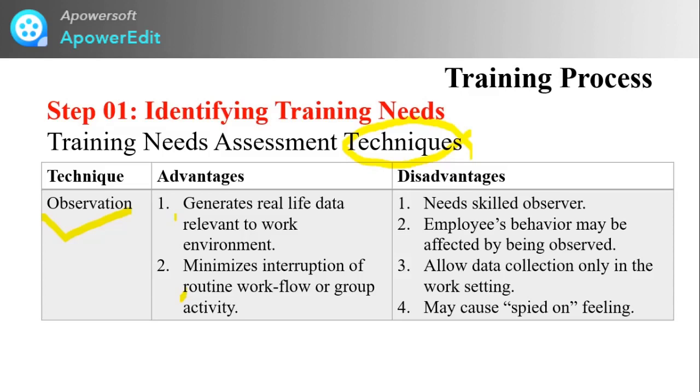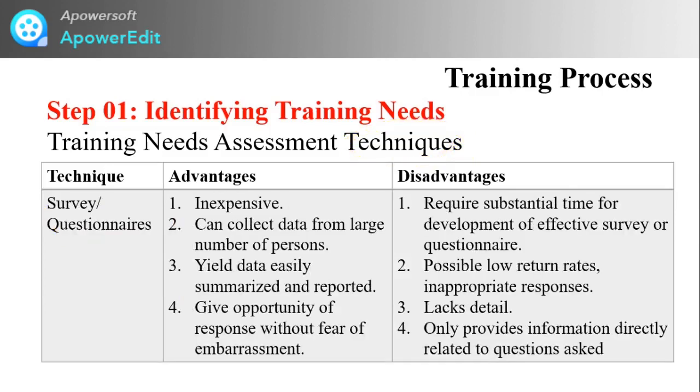Then it can cause negative feelings. When you go to observe the employee, the employee perceives that an officer has come to the factory or the office for controlling, monitoring. That type of feeling may be there. Therefore, workers have a fear of the observer. These are the disadvantages. The second technique: survey or questionnaire.